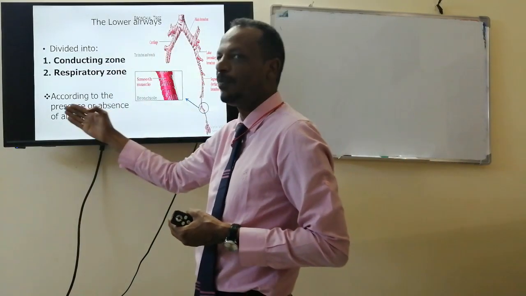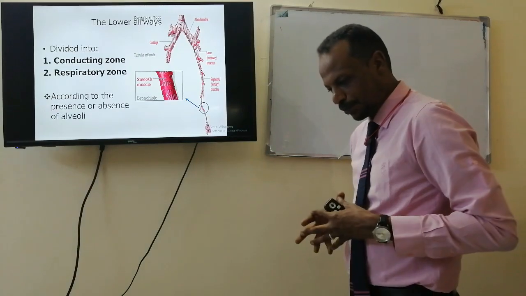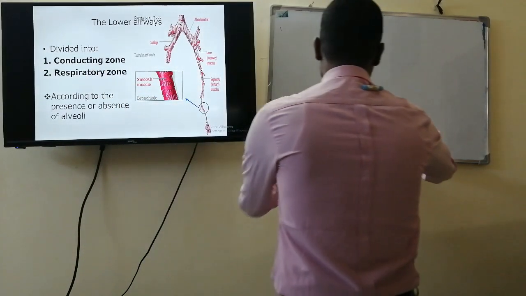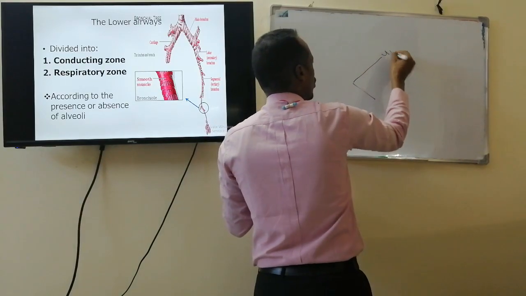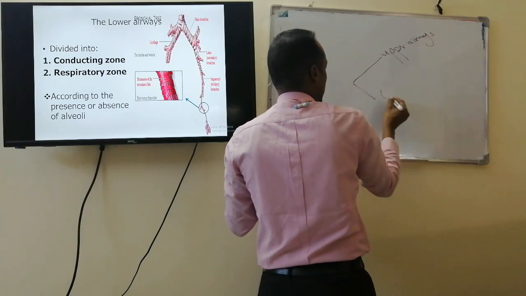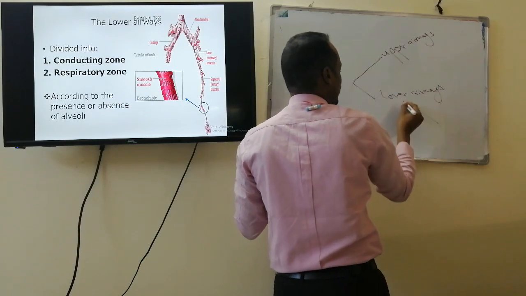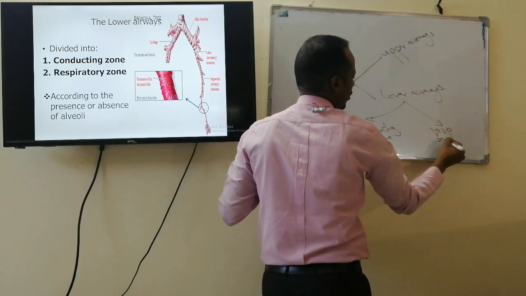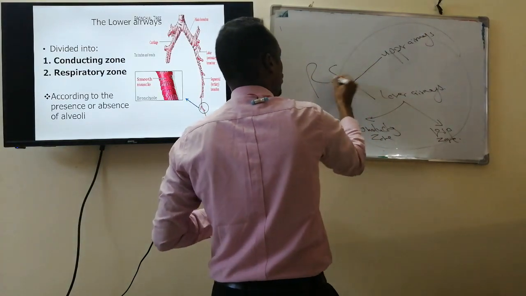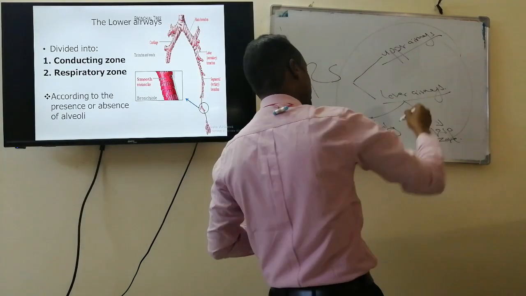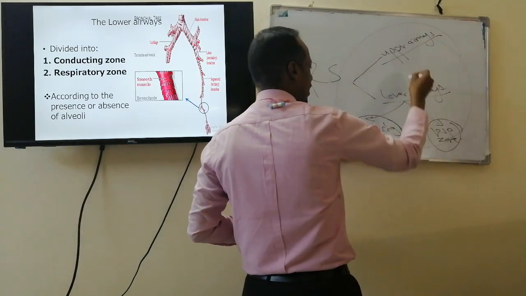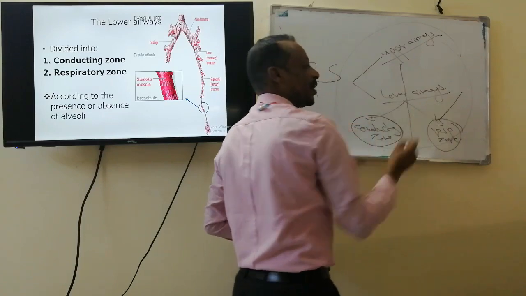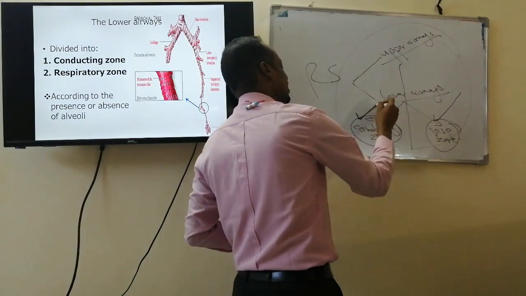This classification is based on the presence or absence of alveoli. If the part contains alveoli, we call it the respiratory zone. If there is no alveoli, we call it the conducting zone. Remember, we divide the respiratory system into upper airways and lower airways. The lower airways are further subdivided into conducting zone and respiratory zone, based on the presence or absence of alveoli.